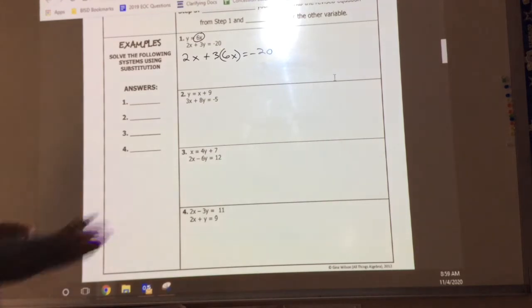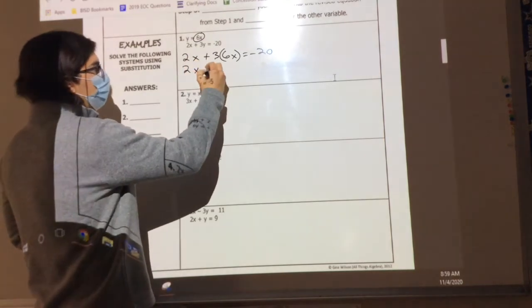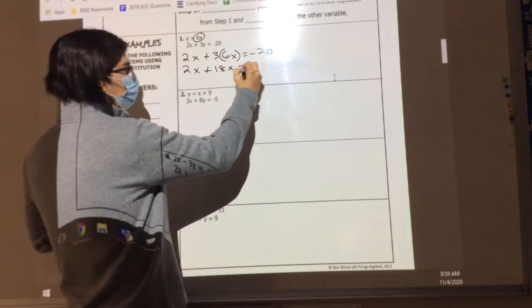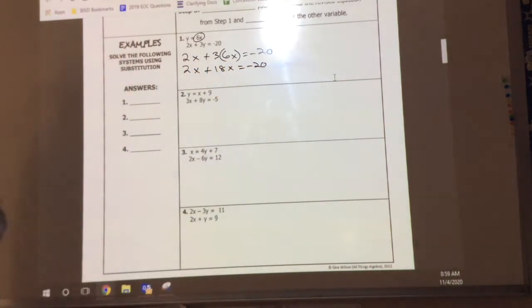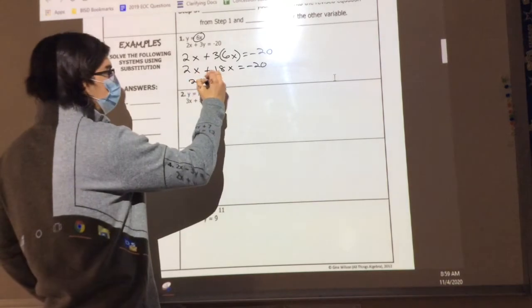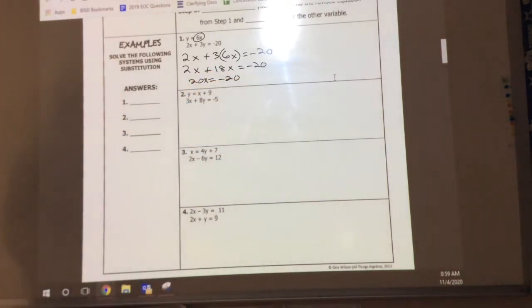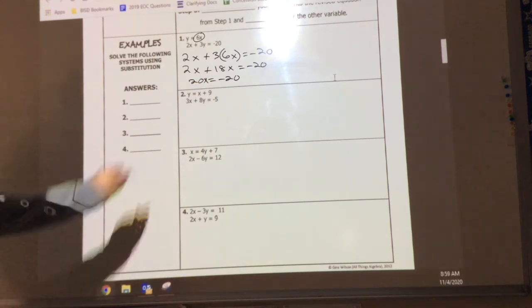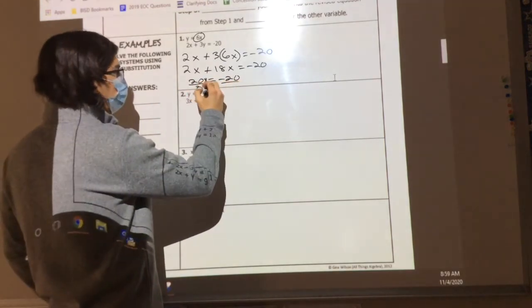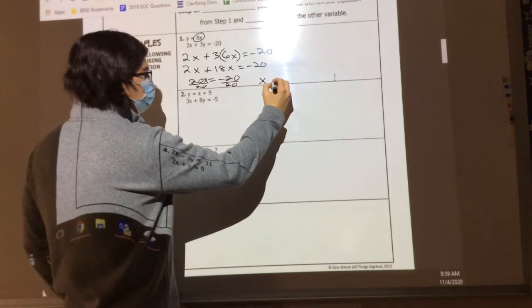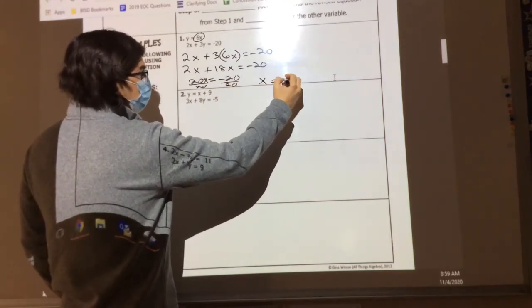So here, if I rewrite this problem now, I'm going to have 2x plus 18x equals negative 20. Are we okay with that first step? Okay, Zoe, be bold. What do I do next? Yeah, so now I have 20x is equal to negative 20. What's my final step here? What's my final step, Colin? Divide both sides by 20. And we find that x is equal to a negative 1.